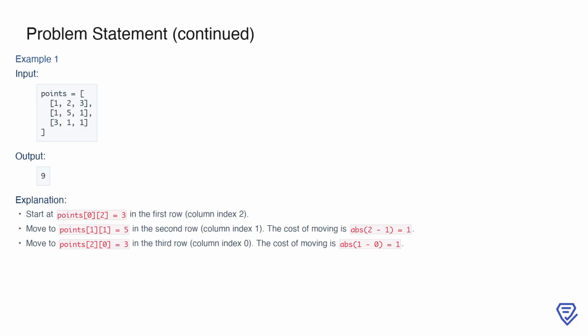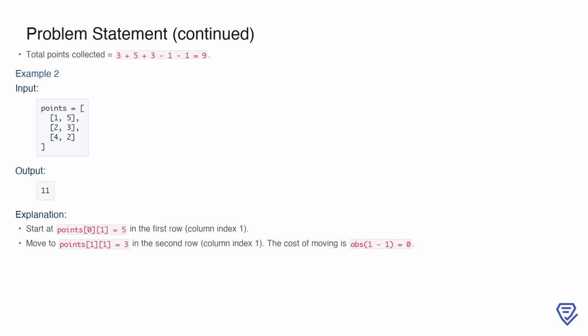Let's take a look at the first example. The input matrix is [[1,2,3],[1,5,1],[3,1,1]]. Here, the output is 9. To achieve this, start from the cell points[0][2] = 3 in the first row, which is the third column. From there, move to points[1][1] = 5 in the second row, which is the second column. The cost of this move is abs(2 - 1) = 1. Then, move to points[2][0] = 3 in the third row, which is the first column. The cost of this move is abs(1 - 0) = 1. This path gives you the highest total points after subtracting the movement costs.